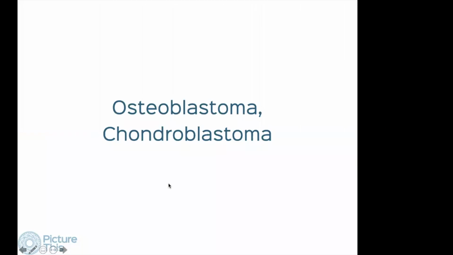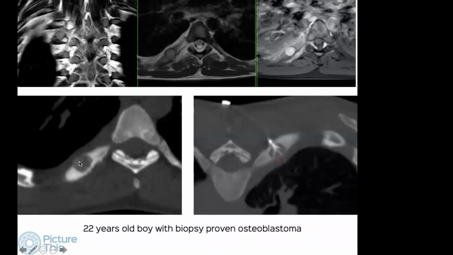Now, RFA can be used for other benign tumors as well. Osteoblastoma is a cousin of osteoid osteoma in many instances. We had a biopsy proven lesion in the rib. And then because the lesion was less than 2 centimeters in size, we used the umbrella electrode and we ablated it. And this patient does not have any recurrence.